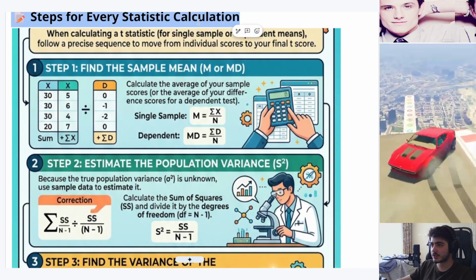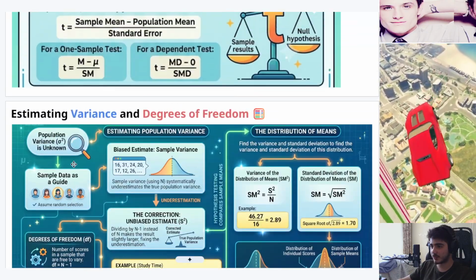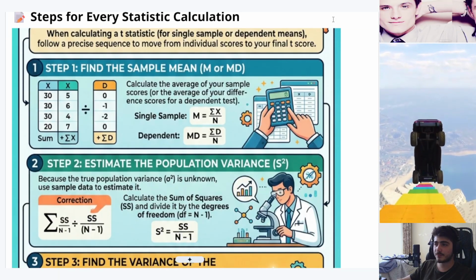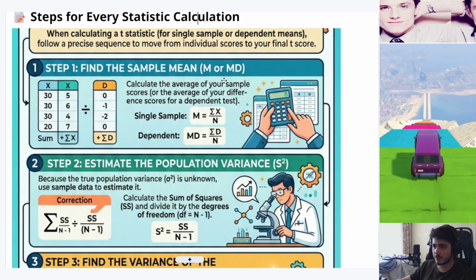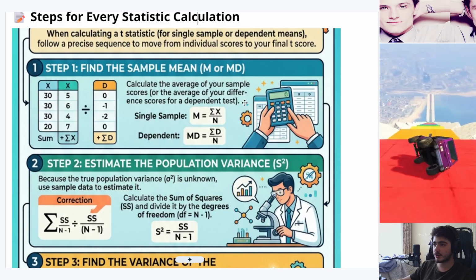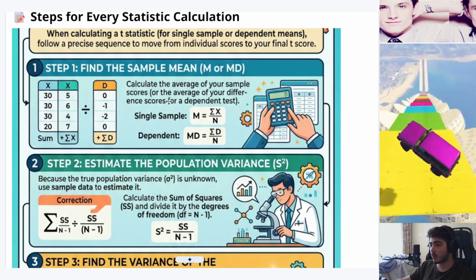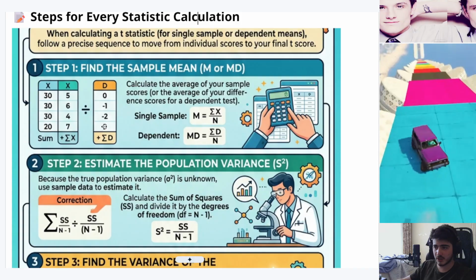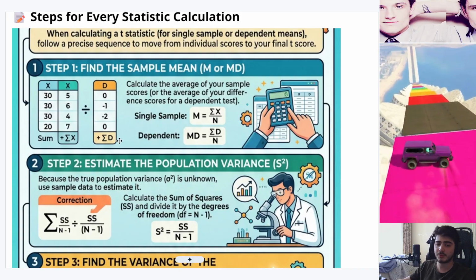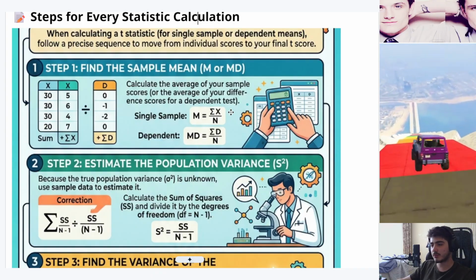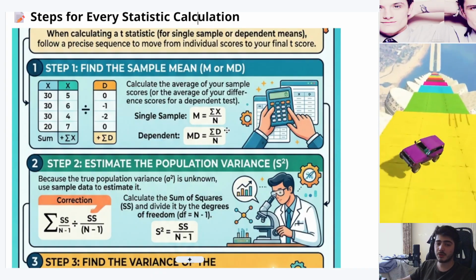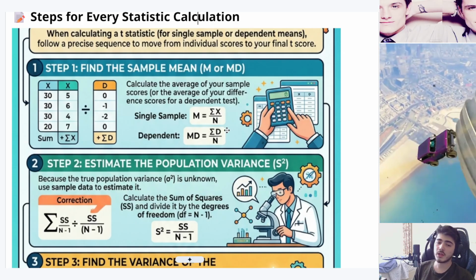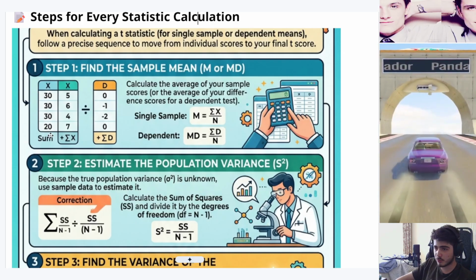Now, I've created these simple steps for calculating anything basically that we're going to learn. So the first step is always finding the sample mean. We calculate the average of our sample scores or the average difference for our different scores for a dependent test, which we will get to, but we are going off of a single sample for now. We will return here, but for now, we just have to look at this. We know how to calculate the mean by now. We're all adults. We all know how to do it. We just take all of the individual scores and then we sum them up.